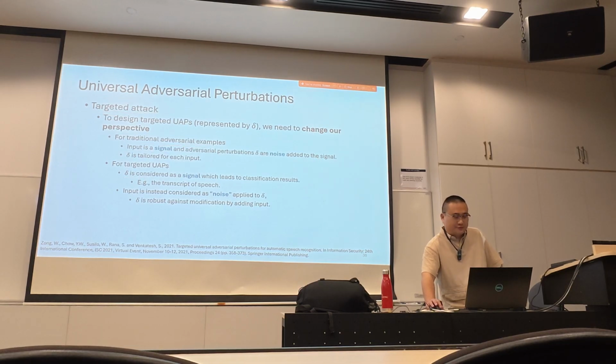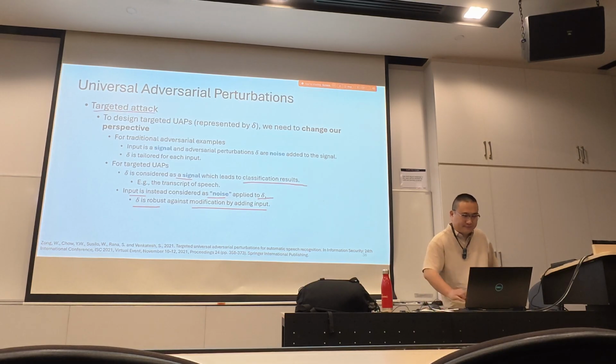Under this view, we consider the input as noise applied to the UAPs, and the UAP itself is the signal that leads to the classification result. When we add audio to the UAPs, the results can still be transcribed as the target label. It means the UAP is robust to modification by adding different inputs. So this is a different point of view when we generate targeted UAPs.